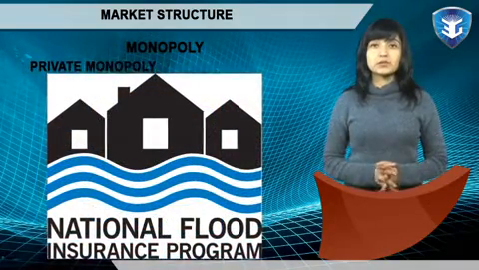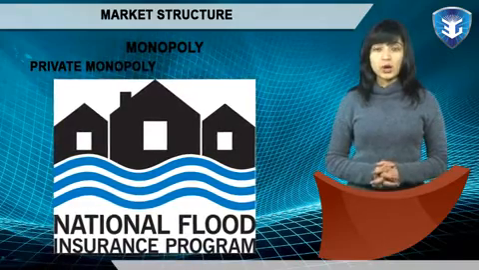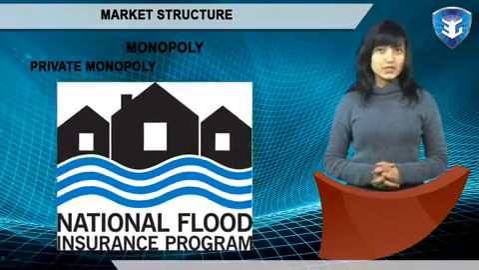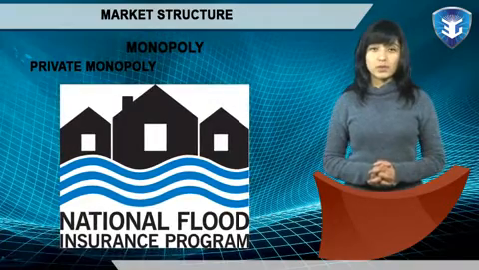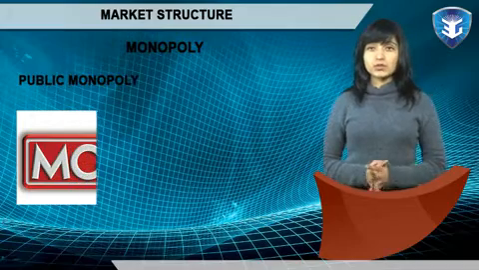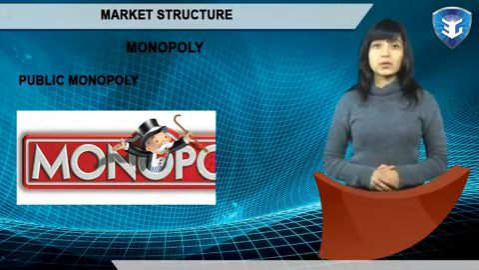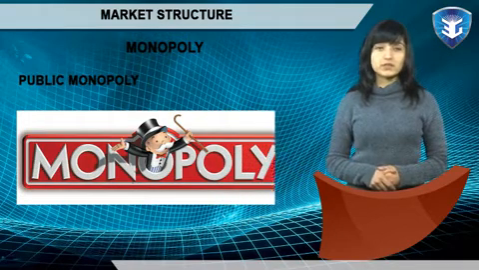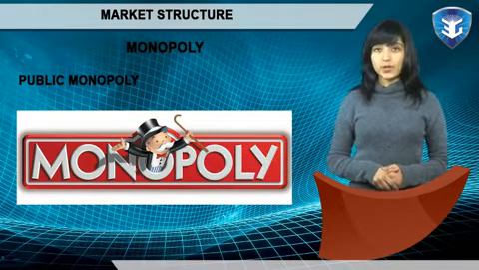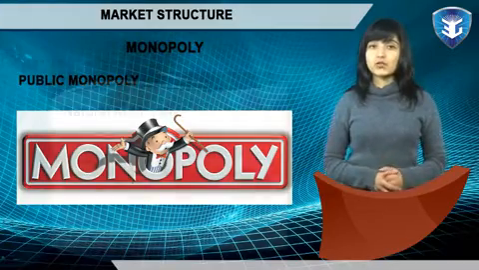Private monopoly. When production is owned, controlled and managed by the individual or private body or private organization, it is called private monopoly. Public monopoly. When production is owned, controlled and managed by government, it is called public monopoly. It is welfare and service oriented, so it is also called as welfare monopoly, example railways, defense, etc.